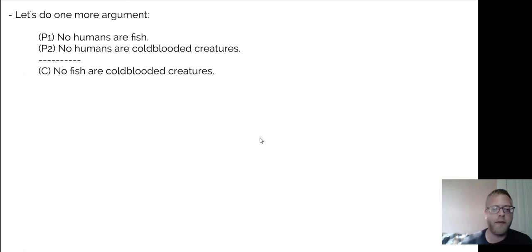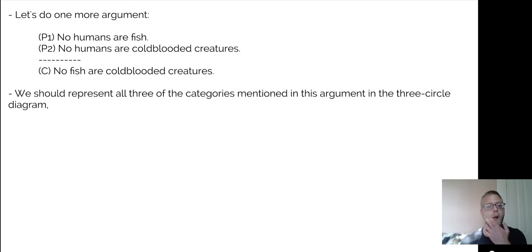But let's see how this works. Let's prove it logically rather than just relying on intuitions. So again, how many categories, groups of things are there? Check that out first, because if it's not just 3, then we can't do this, right? Well, there's just 3: humans, fish, and cold-blooded creatures. So we should be able to do this with the 3 circles. 3 groups, 3 circles.